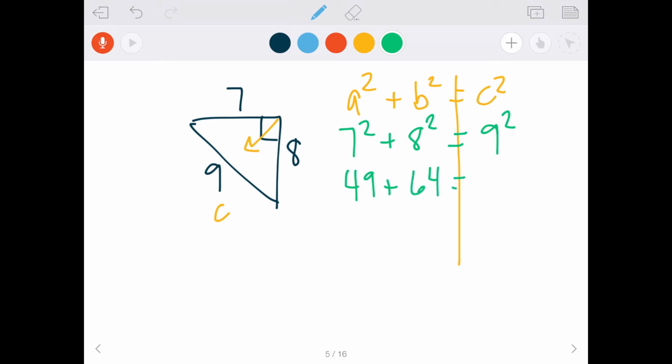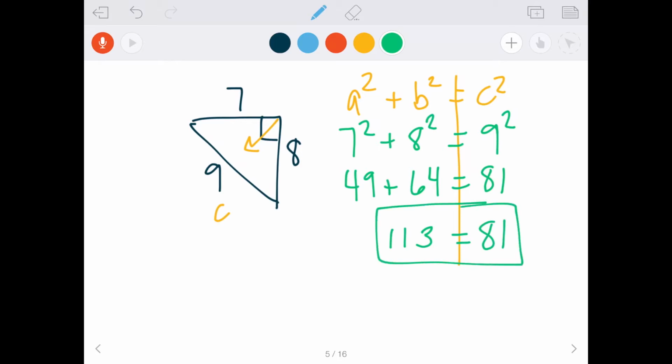And let's see, 49 plus 64, 3... I think 113 if I'm doing my math correctly. Well, 113 does not equal 81, so no, this is not a right triangle. If you actually built this triangle, it would not work, okay? That's how you verify if a right triangle exists.